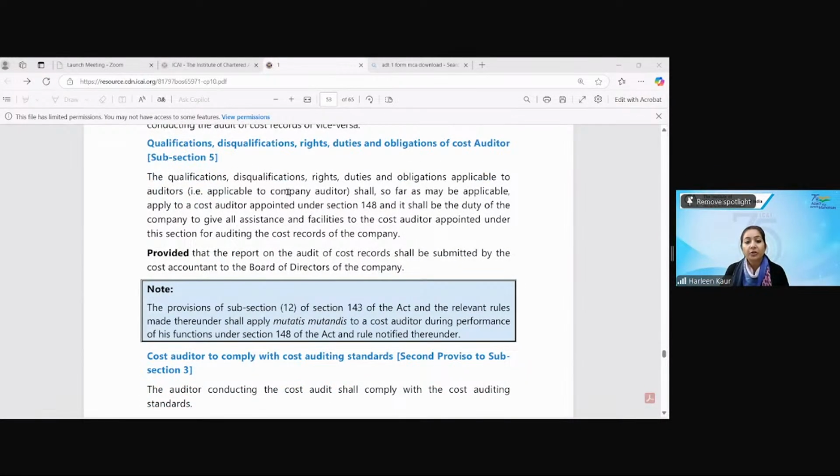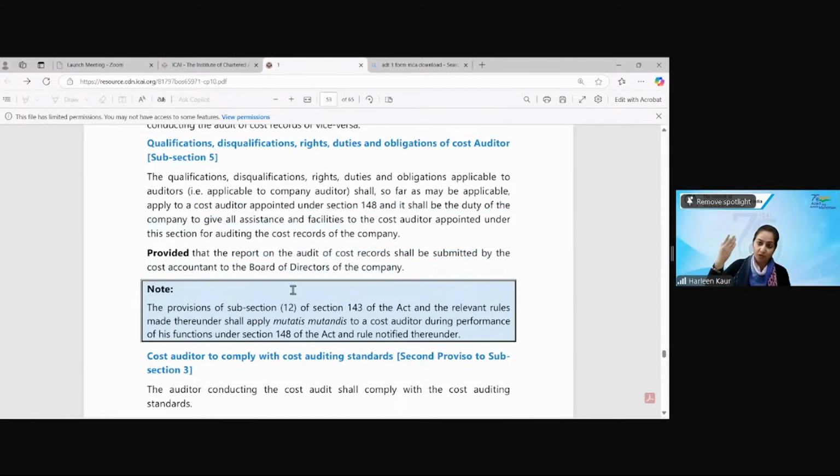Now, qualification and duties of the cost auditor: he will be appointed under 148, and it is the duty of the company to give him all the assistance. Like the company was giving assistance, help and information to the statutory auditor, the company is going to provide all the information to the cost auditor also. The report of the cost auditor shall be submitted by the cost accountant to the board of directors.